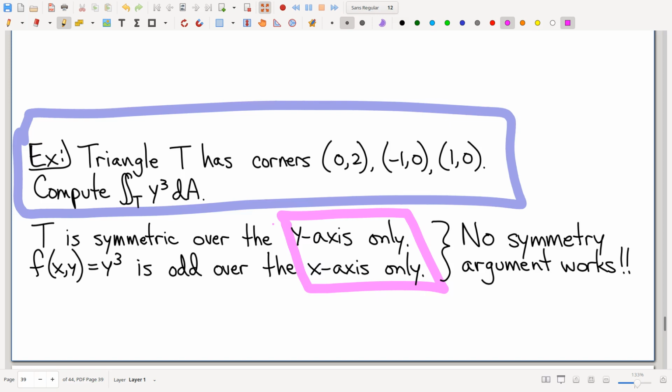Check it out. This entire domain is above the x-axis. y is never negative. This integral is positive. There's no symmetry argument that would make it 0. So on a question like this, anything you write down about a symmetry argument is just nonsense. It's got nothing to do with the integral at hand. So again, be very careful with that.